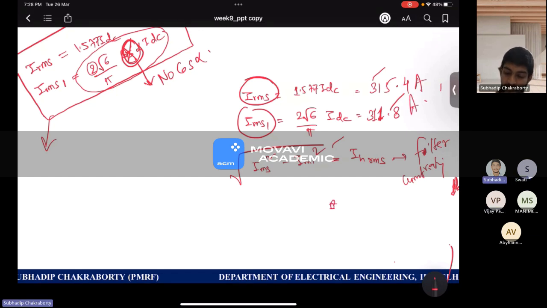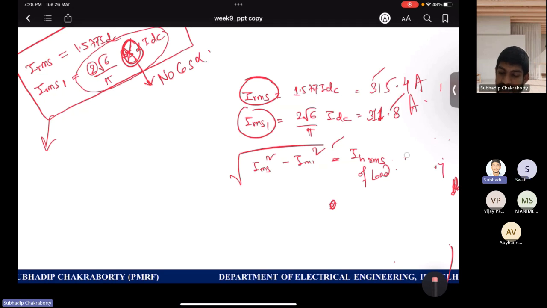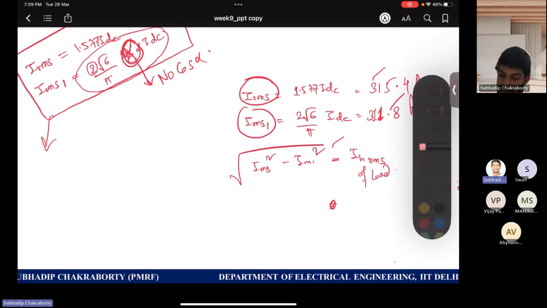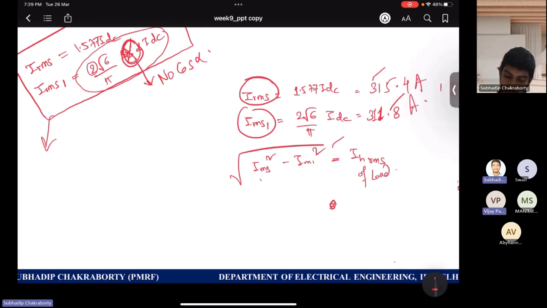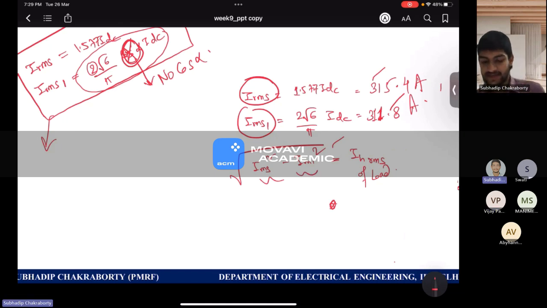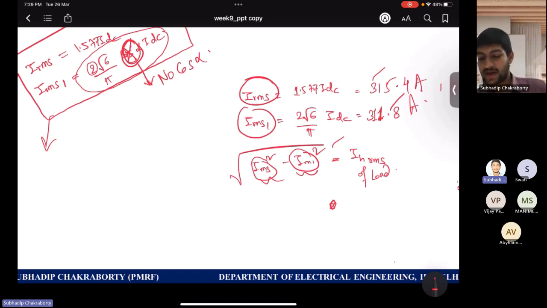So what is I harmonics? I harmonics RMS of load. So the complete harmonics will not be absorbed by the filter. First let us calculate. As you understand, fundamental and actual load RMS: if you subtract, you will get the harmonics, right? So this is I RMS square considering the harmonics. All the harmonics are appearing at the supply, and these are only the fundamental. Remaining are the harmonics. So I harmonics RMS of supply.